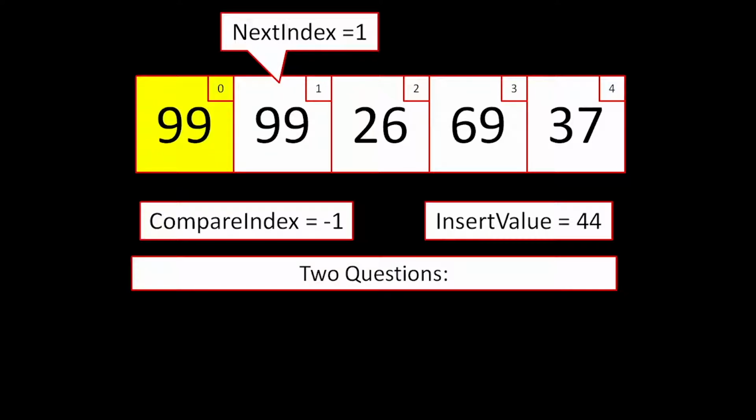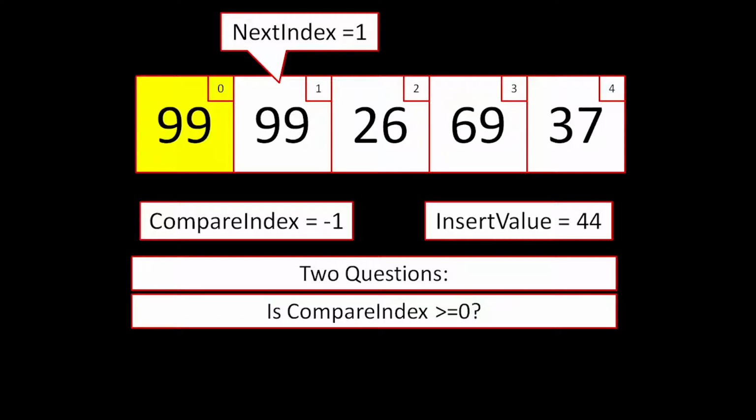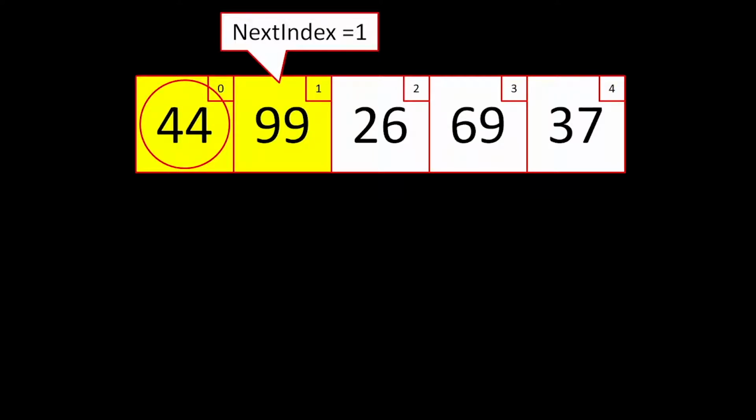Now we will ask our 2 questions again. Is the compare index greater than or equal to 0? For this question, the answer is no. -1 is not greater than or equal to 0. We do not need to ask our second question. We can take the value which is in insert value and assign it to the value of compare index plus 1. Insert value will fill the first slot of the array. We now have 2 sorted elements in the array, and we have completed our first pass.